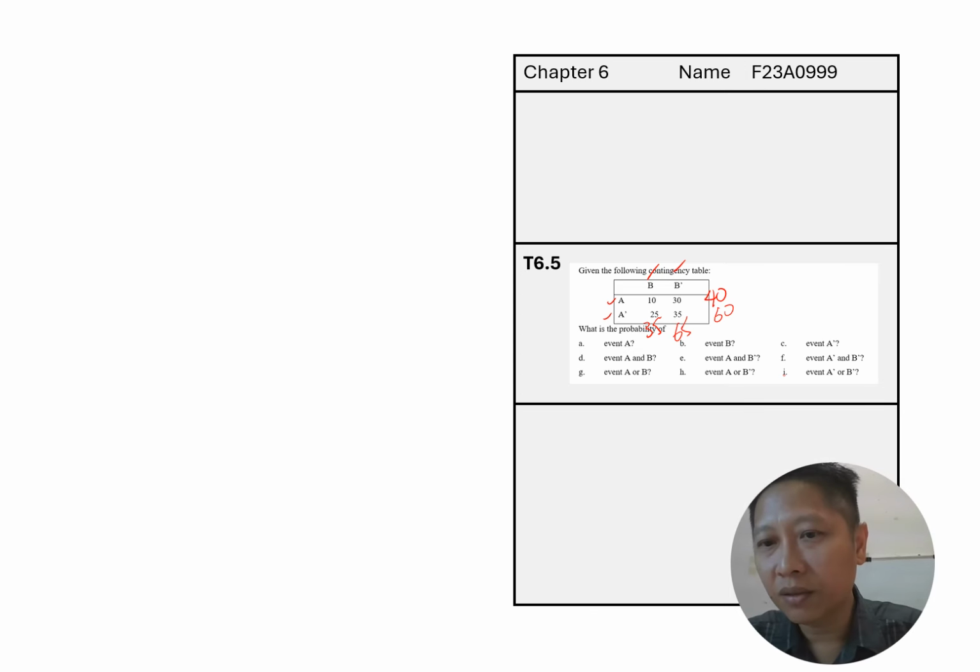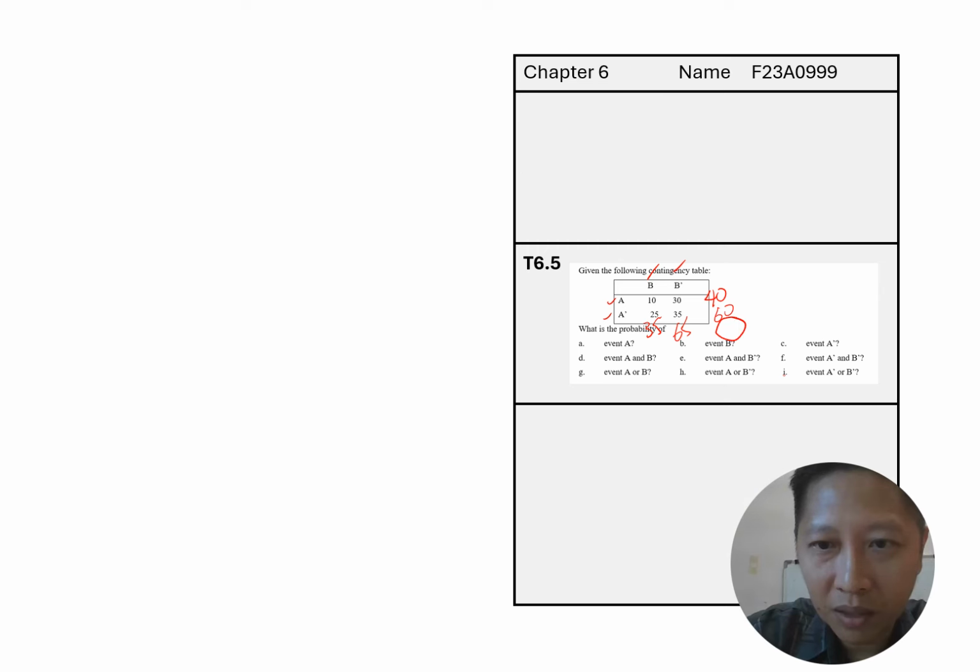How about the total from this table? So the total, because there are some complements, we just need to select either one of the column or the row as the total. So the total will be 100.